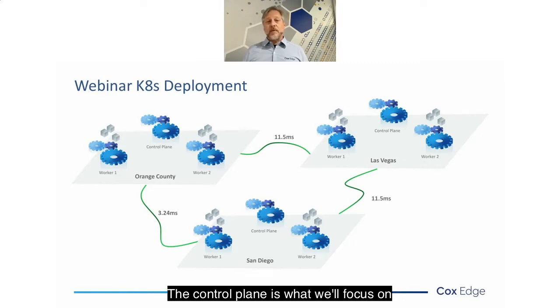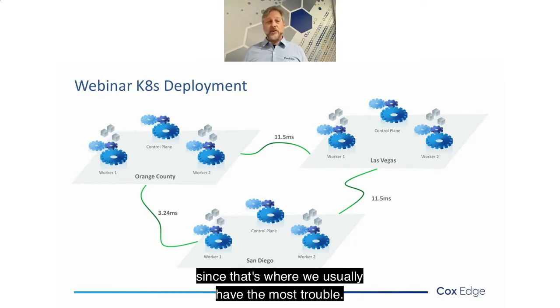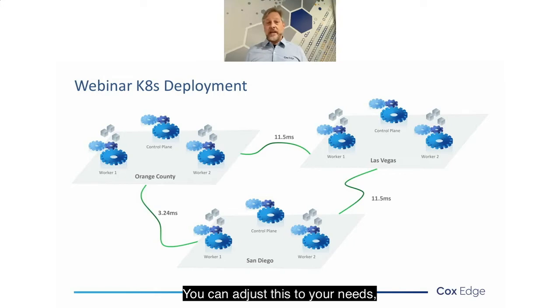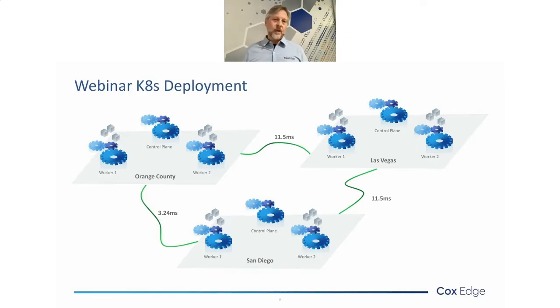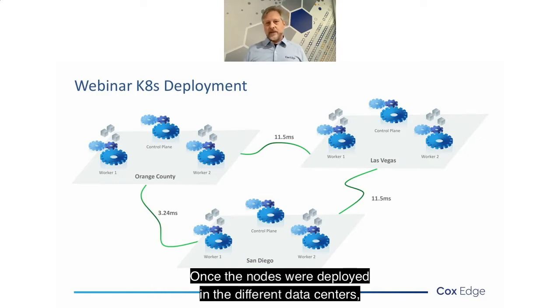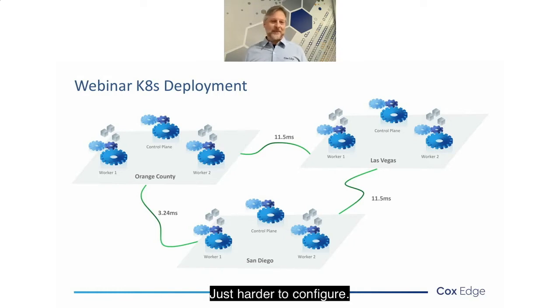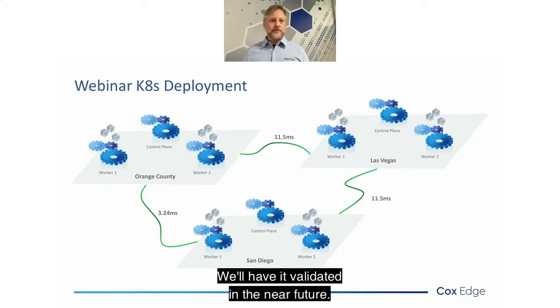The control plane is what we'll focus on, since that's where we usually have the most trouble. You can adjust this to your needs. Just make sure you always have an odd number of control plane nodes so a quorum vote can have a clear winner. Once the nodes were deployed into different data centers, we set up a mesh network with point-to-point tunnels between each of the nodes. It's like a mesh network you could set up at home, just harder to configure. We are currently working on automating this virtual private cloud functionality to make this easier for us and for you. We'll have it validated in the near future.